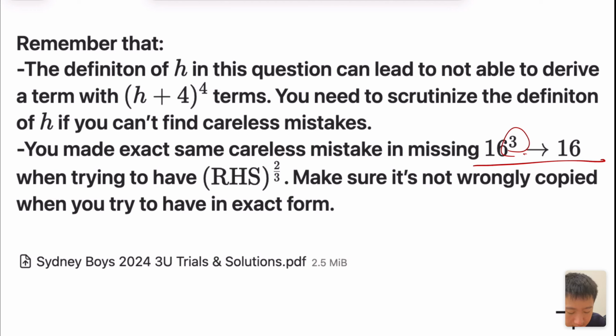It doesn't matter. And everyone makes different types of careless mistakes, and once you identify it, next time you're doing it, you can think of it. Oh, I might make careless mistakes here, so I'll be extra careful. Then you can avoid it.